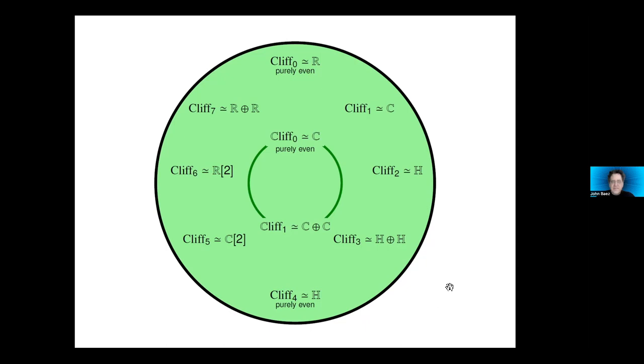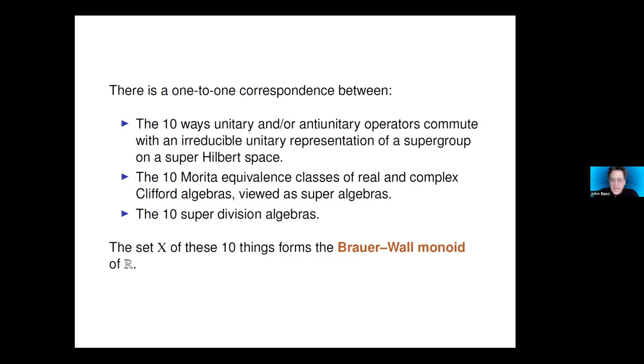The remarkable fact is that these two groups of 10 things that I've described actually do correspond to each other. I may have bamboozled you into thinking that they do, but I haven't actually shown it yet to you, and it takes some time to show it. So I'm claiming that there's a specific God-given one-to-one correspondence between the first thing I showed you, the 10 different ways that unitary or anti-unitary operators can commute with an irreducible unitary representation of a supergroup, I should say Z mod 2 graded group, that's what I meant to say, on a super Hilbert space, and the 10 superdivision algebras.